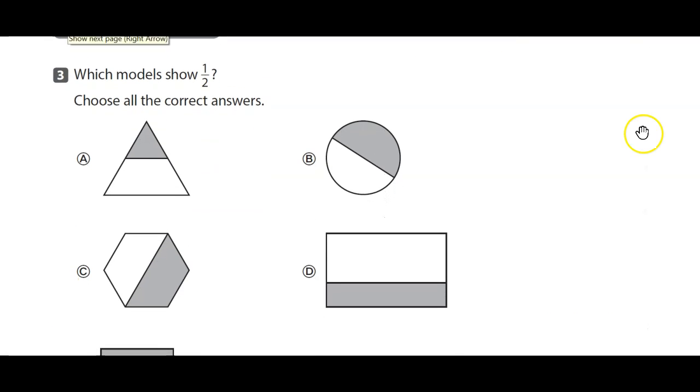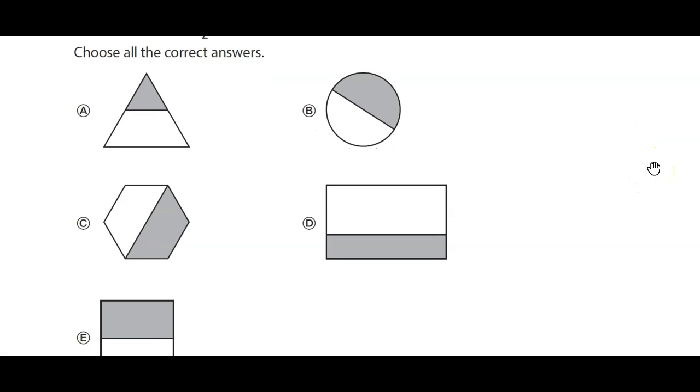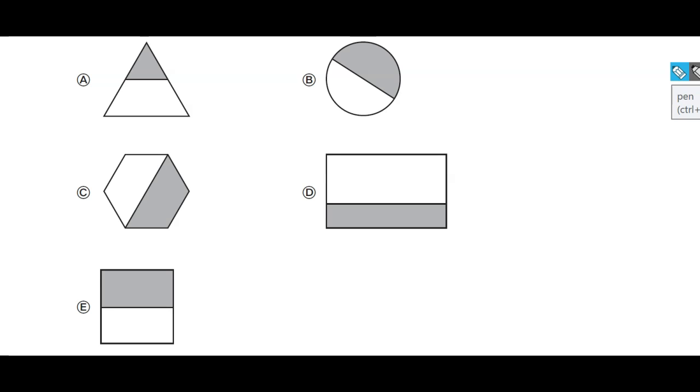Then it says, which model shows a half? Which one shows a half? It says choose all the correct answers. What do you think? Well, I know D doesn't. B does. How about C? Yep, this is half of that. How about E? Yes, it is. And then A? No.